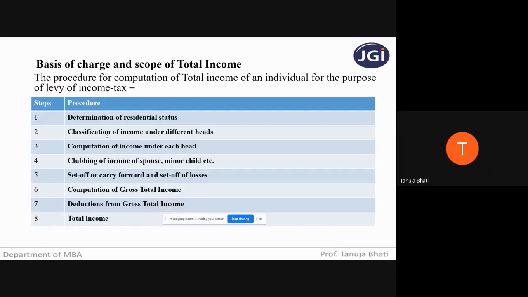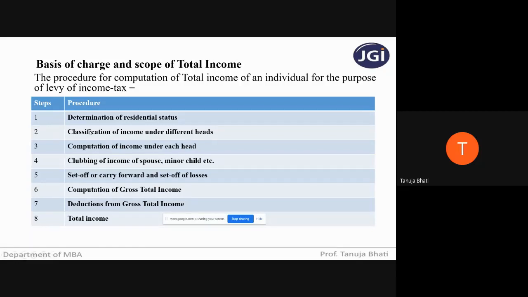And other sources means if your income is not falling under the above four heads that I have mentioned, then whatever miscellaneous income it is will fall under income from other sources. Suppose winnings from lotteries, gambling, whatever you're earning: is it falling under salary? No. House property? No. Profits and gains from business and profession? No. Capital gains? No. So it is going to fall under income from other sources.